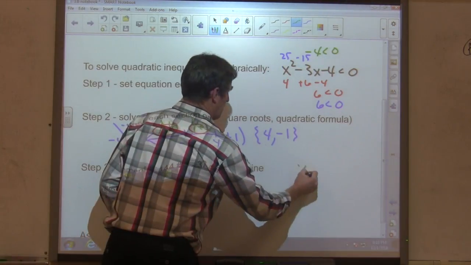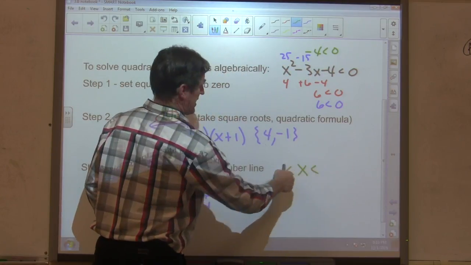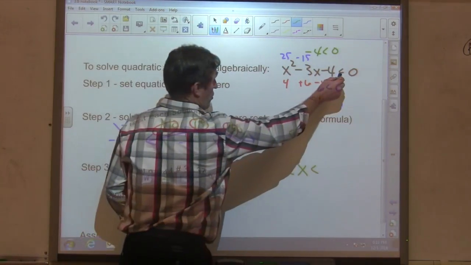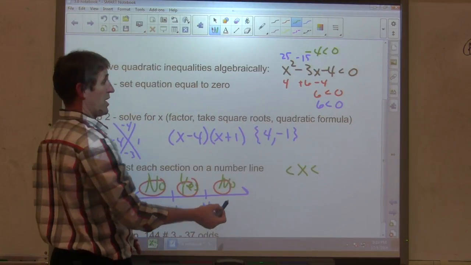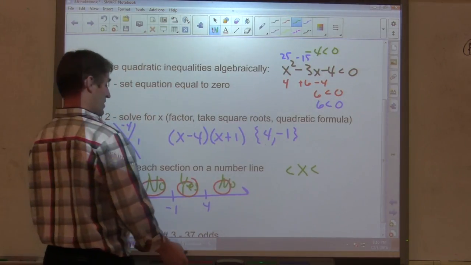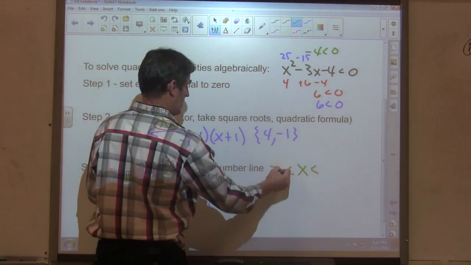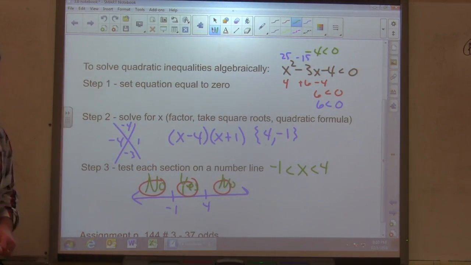So all you do is you put x is less than, x is greater than, according to this sign. If this had a less than or equal to or greater than or equal to sign, then you would put the less than or equal to, greater than or equal to. But now you just put the numbers. It's greater than negative 1 and it's less than 4. And so that's how we write that answer.